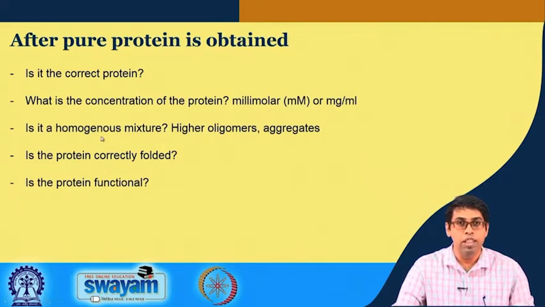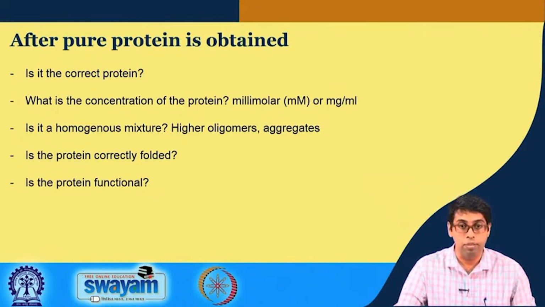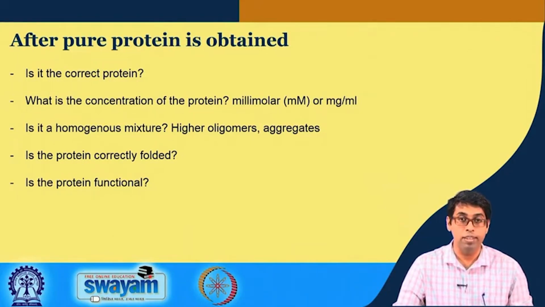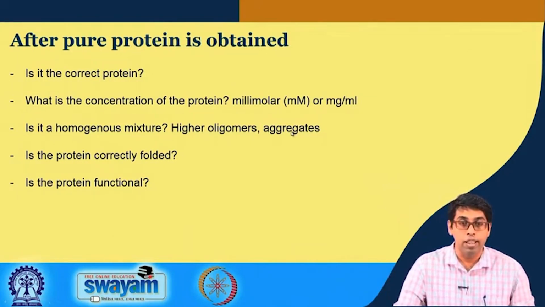The third question that we have to answer is whether this protein solution that we have is a homogeneous mixture, because in many cases proteins tend to oligomerize. Some proteins are present as dimers, some proteins are present as tetramers, some proteins can also form higher oligomeric states, and some proteins also tend to aggregate. So, we have to figure out whether the solution that we have is a monodispersed solution or a polydispersed solution, so that it has monomers and higher oligomers, and that will determine how we design the subsequent experiments.